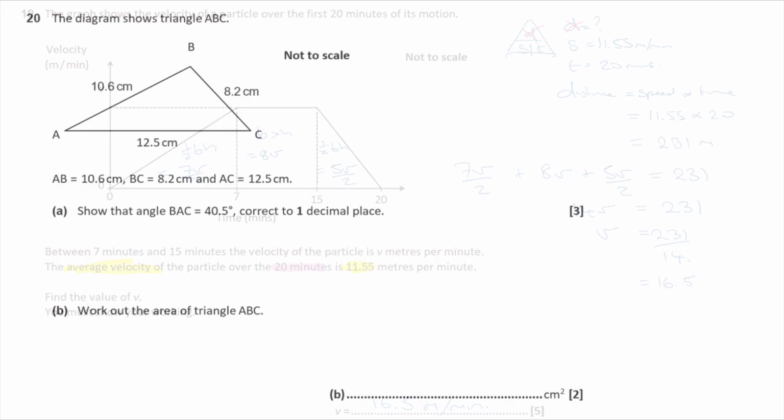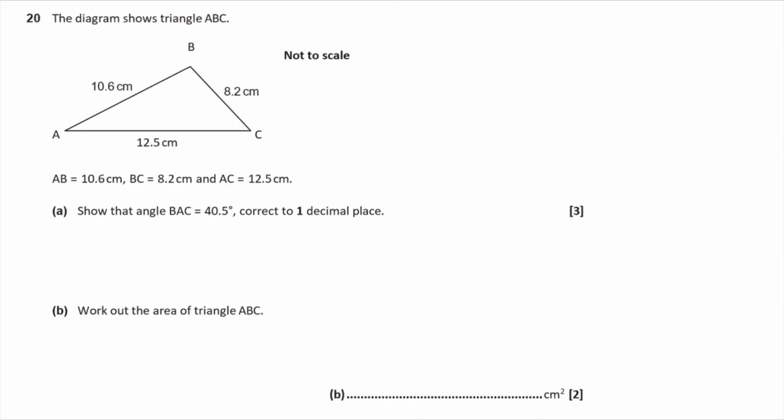Let's move on. Question 20, the diagram shows triangle ABC. AB is 10.6, BC is 8.2, and AC is 12.5 centimeters. Show that the angle BAC is 40.5 degrees, correct to 1 decimal place. So angle BAC, that's the angle here, isn't it?